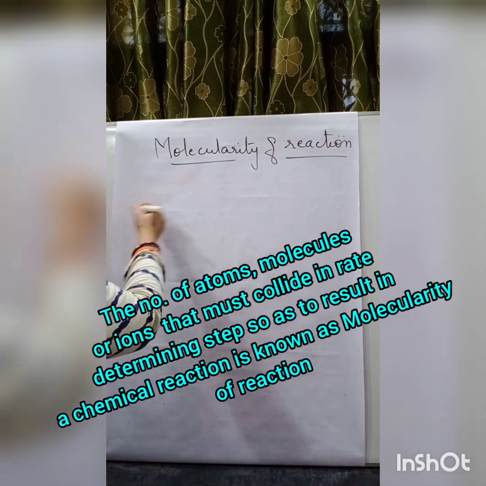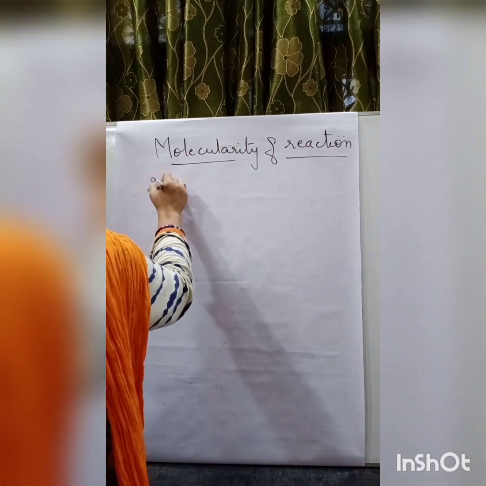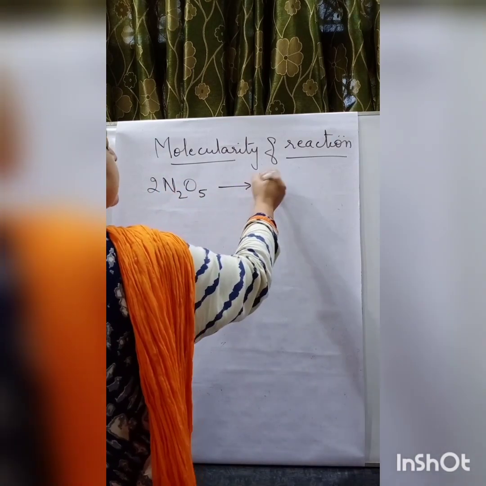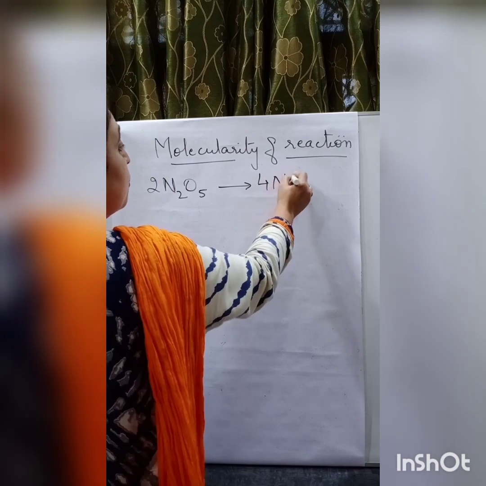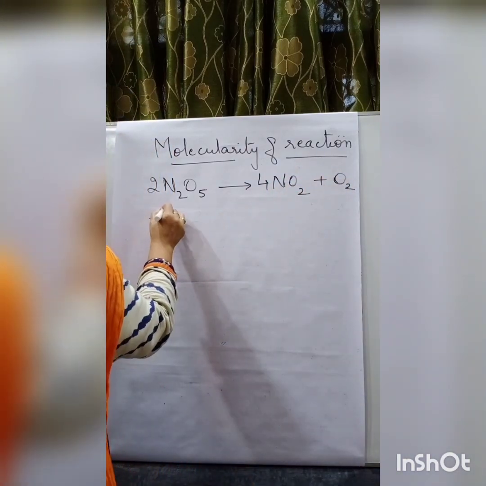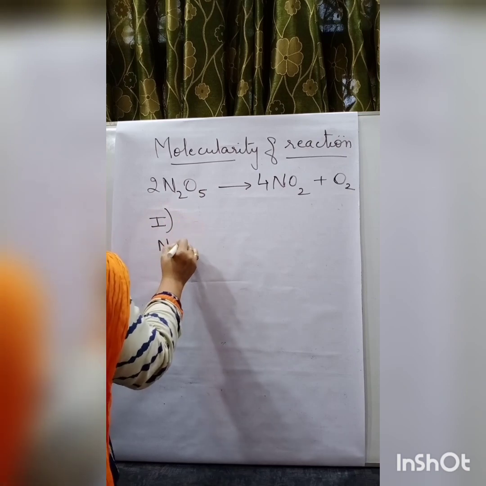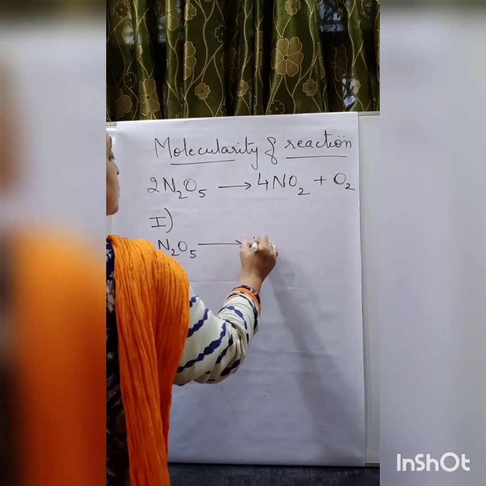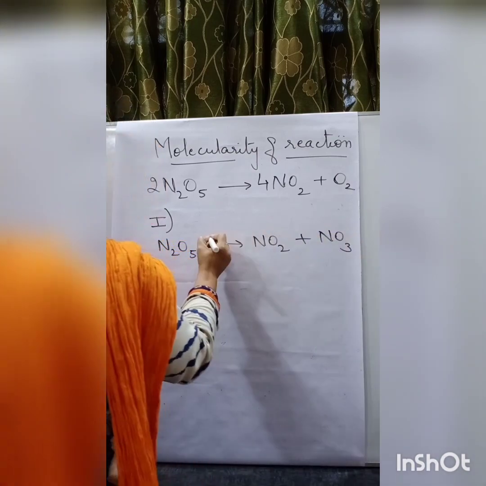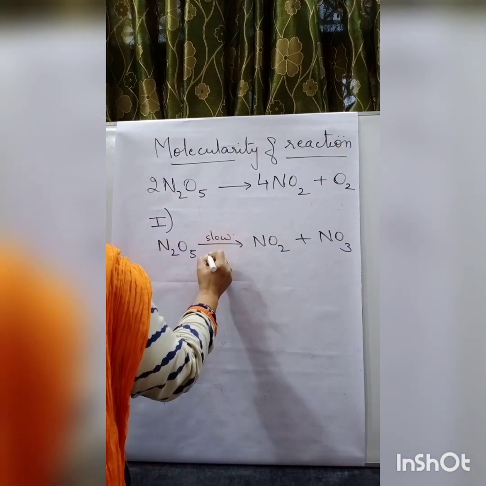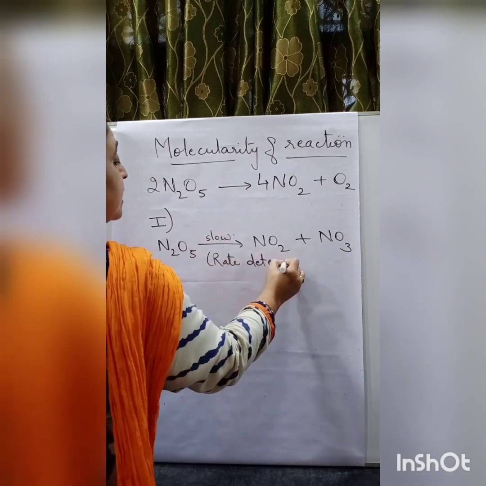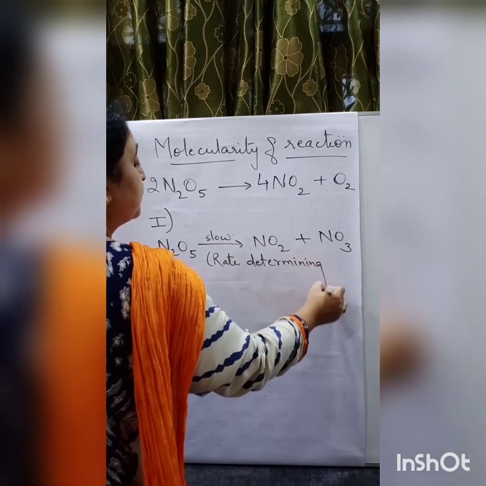For example, we have seen that for this reaction 2N2O5 results in the formation of 4NO2 plus O2. So in step number 1, N2O5 decomposed to give NO2 plus NO3. This was a slow step. We can call this the rate determining step.